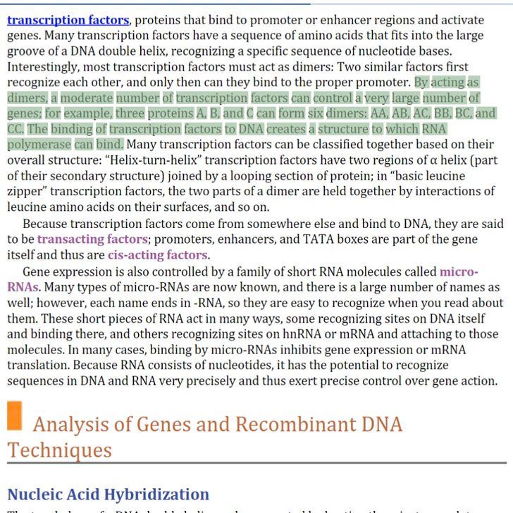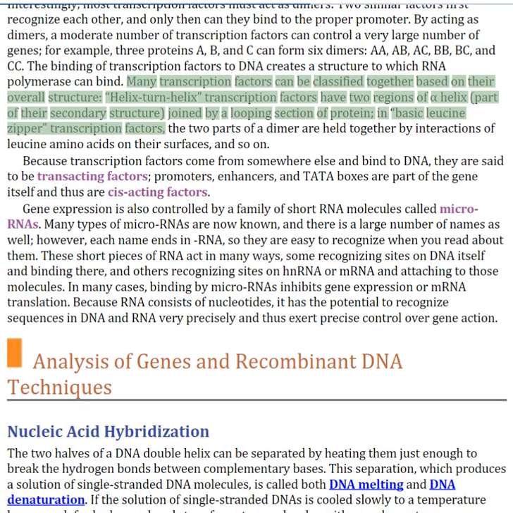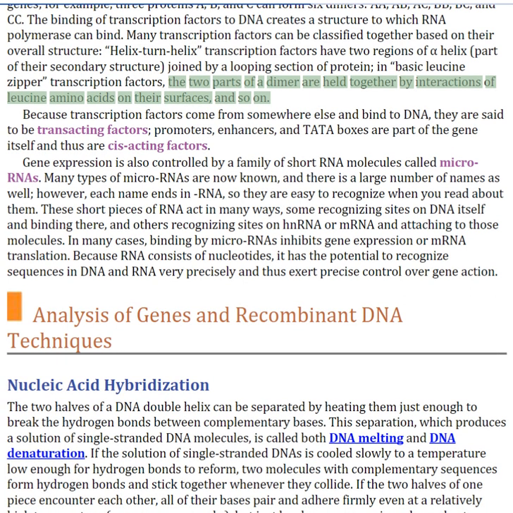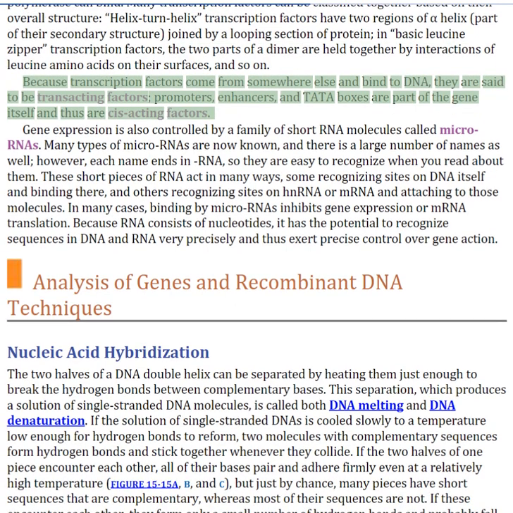The binding of transcription factors to DNA creates a structure to which RNA polymerase can bind. Many transcription factors can be classified together based on their overall structure. Helix-turn-helix transcription factors have 2 regions of alpha helix joined by a looping section of protein. In basic leucine zipper transcription factors, the 2 parts of a dimer are held together by interactions of leucine amino acids on their surfaces, and so on. Because transcription factors come from somewhere else and bind to DNA, they are said to be trans-acting factors. Promoters, enhancers, and TATA boxes are part of the gene itself and thus are cis-acting factors.